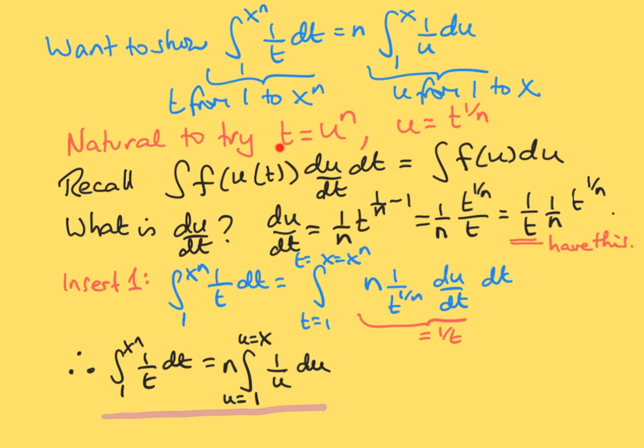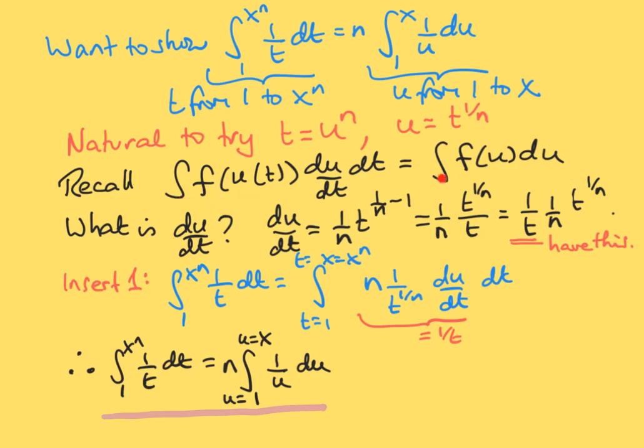And if we take the nth root of both sides, u, which is the nth root of u to the n, is t to the 1 over n. So it's the nth root of t. And that's the substitution we're going to try. The nth root of 1 is still going to be 1. The nth root of x to the n will be x. So the limits will work.